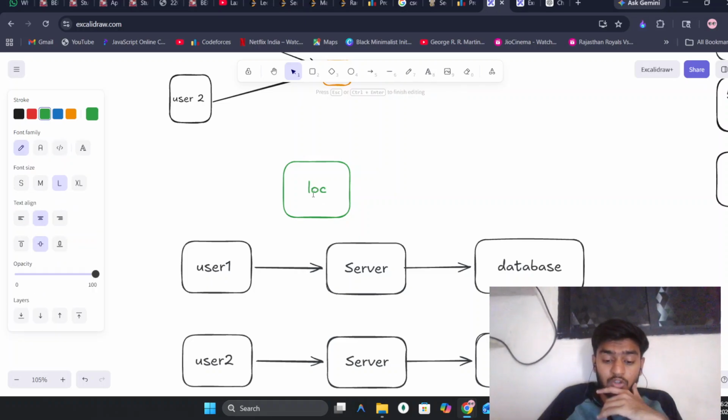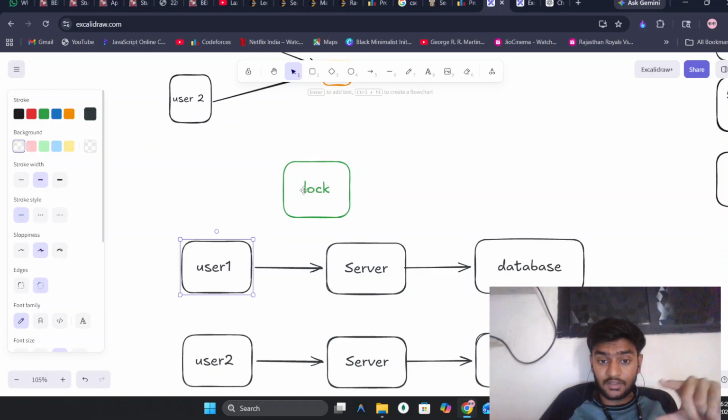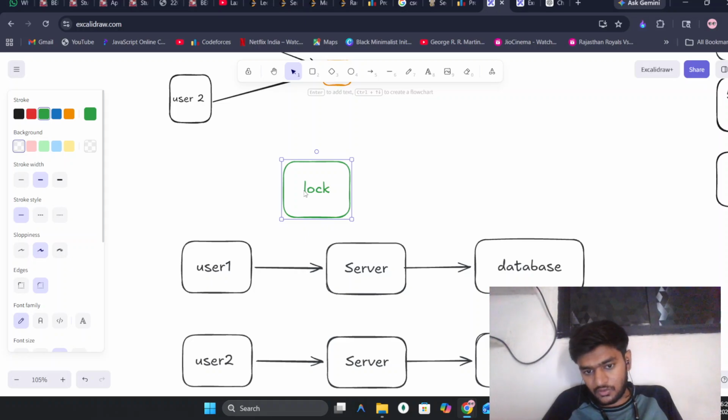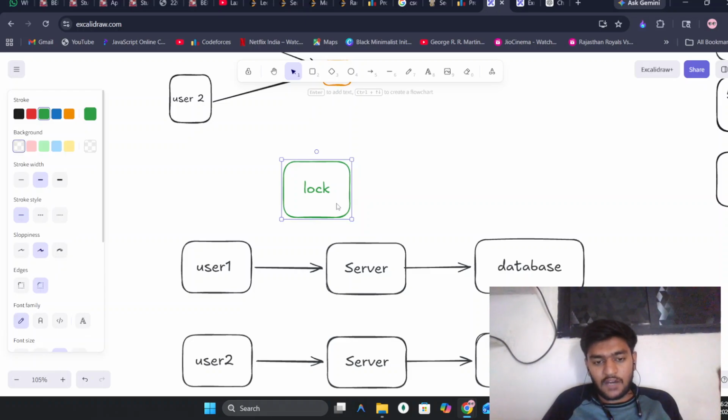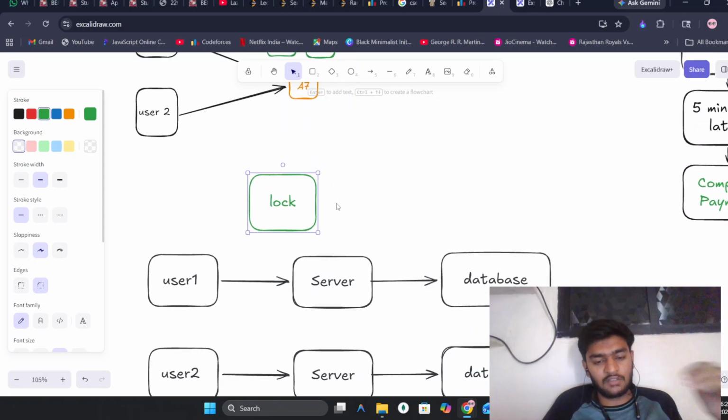In the locking mechanism, user one will first lock the seat. The request goes to the server, and the server will lock that seat for, let's say, 5 minutes. If user one completes the transaction within that time, then it is fully booked. And if the transaction is not completed in that specific time, let's say 5 minutes, the seat becomes available again. This is what happens in real world scenarios in BookMyShow, District, etc.